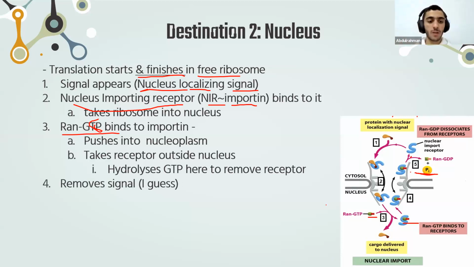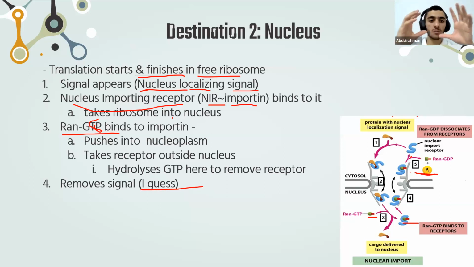Once this is done, I added this part here only because in the slides and in the picture, it doesn't show that it removes the signal. So I'm only assuming that what happens next is that we remove the signal and we keep it inside the nucleus. So if you use our own analogy that we made together, you can apply it on the nucleus, and the nucleus destination is as easy as anything else.